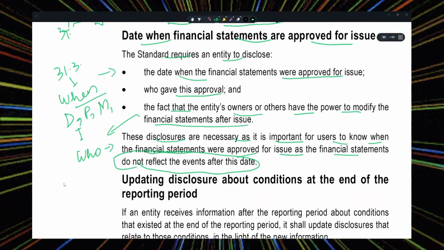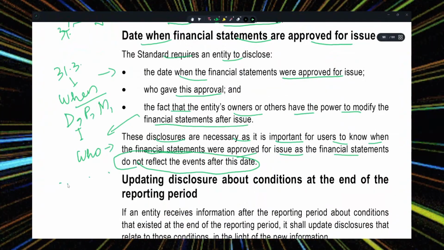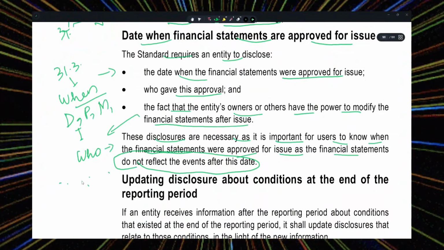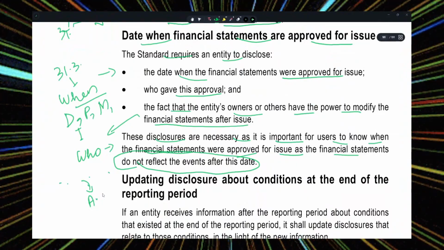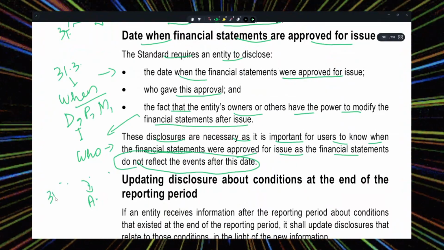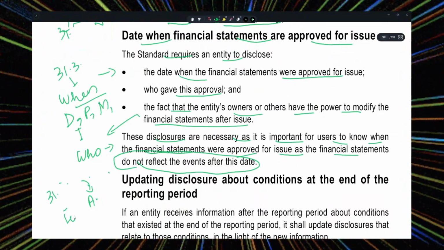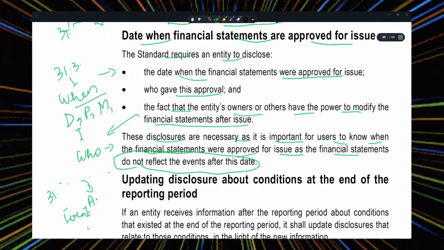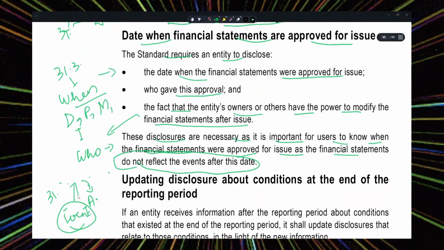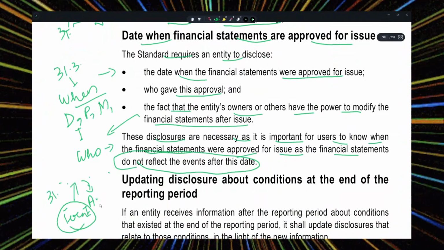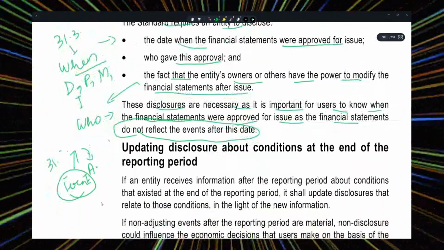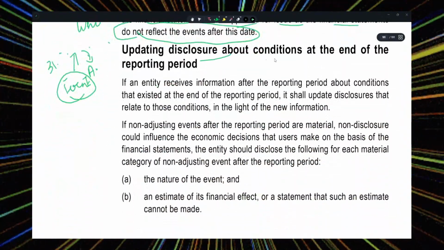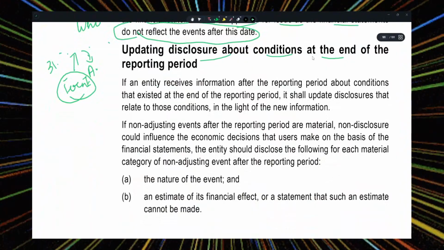Did these events happen between the date of approving the financial statements and the 31st of March? If any events happened, why are these events not being recognized? That question should arise for the intended user if any problem arises. For that reason only, they are asking for a disclosure about the condition at the end of the reporting period.